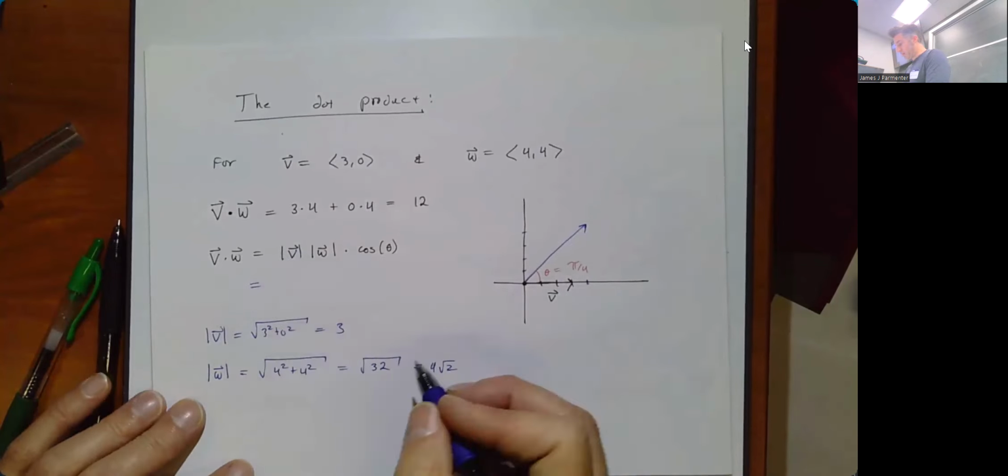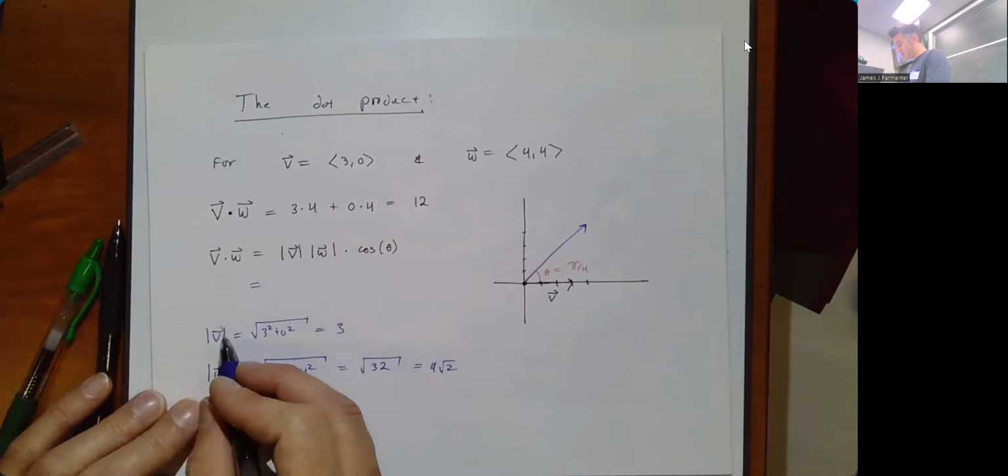So here we get the magnitude of V, which is 3, times the magnitude of W, which is 4 times the square root of 2, times cosine of pi over 4. And cosine of 45 degrees, or cosine of pi over 4, is root 2 over 2. And root 2 times root 2 is just 2, and 2 over 2 is 1, and 1 times 4 times 3 is also 12. The same. So, dot product.